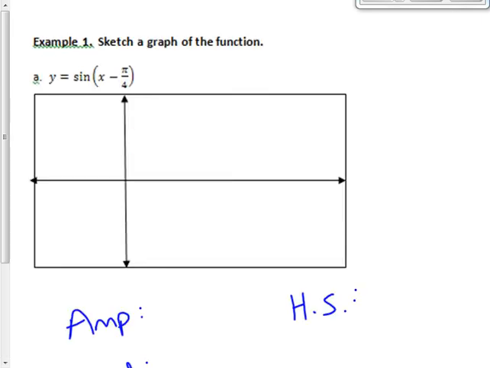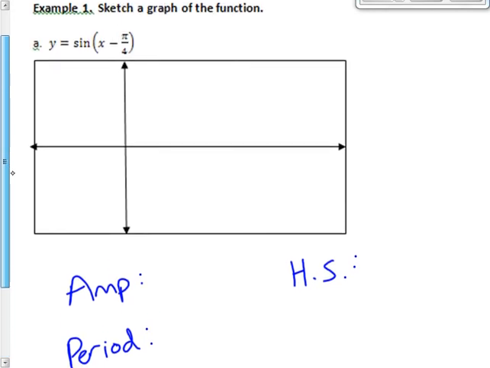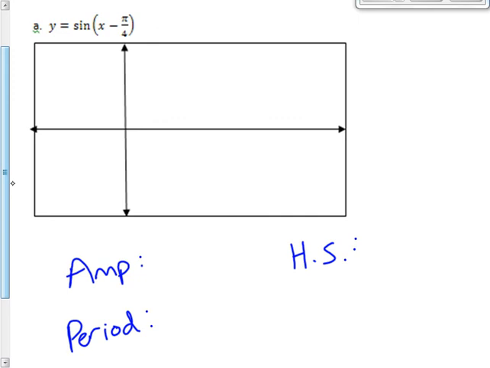And so let's take a look at the first example here. I'll fill this one in as we're going along, and we'll do this one together, and then the next couple I'll fill in the information, and then we'll make this video a little bit shorter. So I've got y equals sine of x minus pi over 4. So I'm looking for the amplitude. That's the absolute value of the number in front. Well, the number in front is a 1, so the absolute value of 1 is a 1, the amplitude.